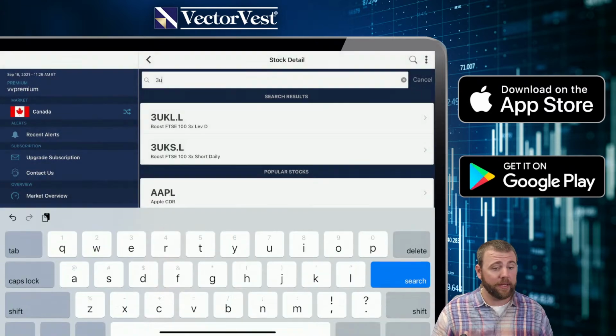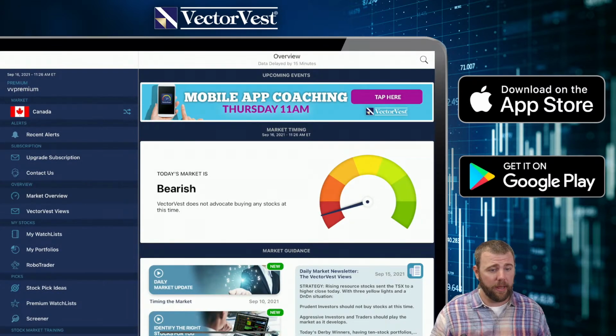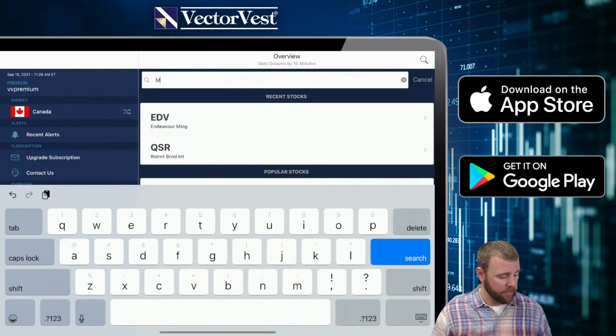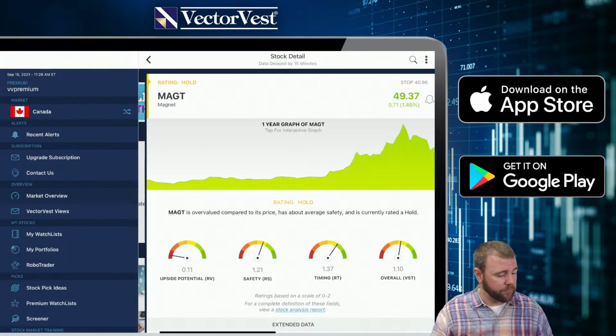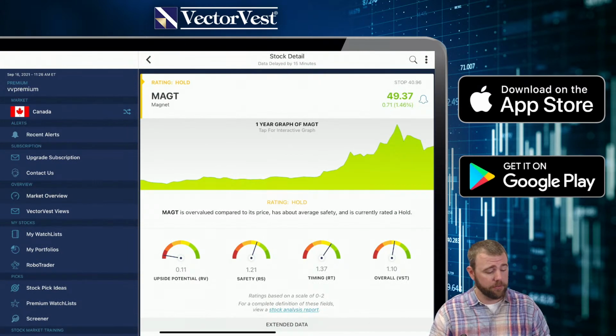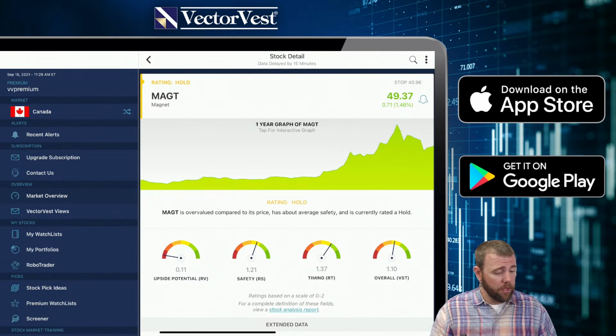All right, let's go into the Canadian market. We have one here, MAGT. Poor long-term potential, but less risk associated with it. So more of a conservative play here. You have a really nice, strong short-term uptrend, so overall, still favorable. Let's see what else we have.